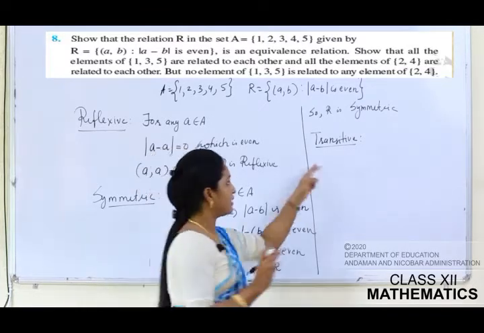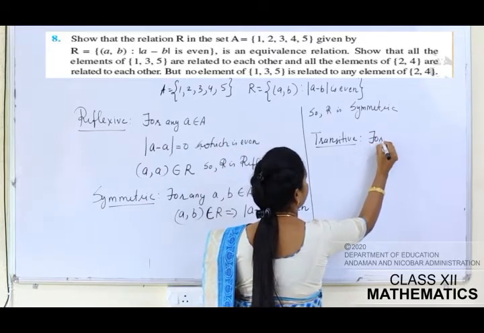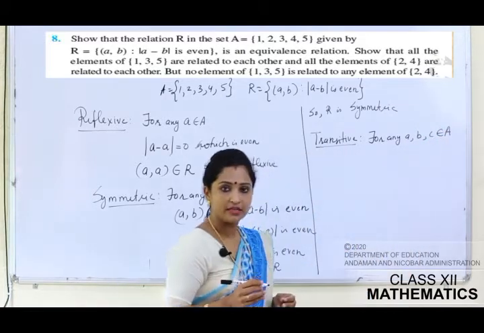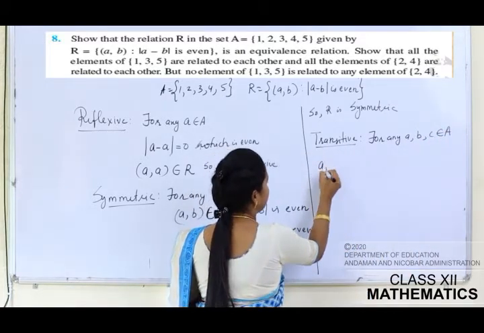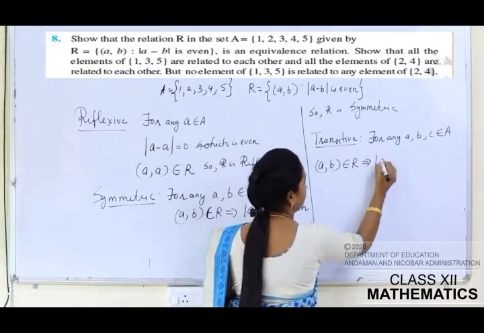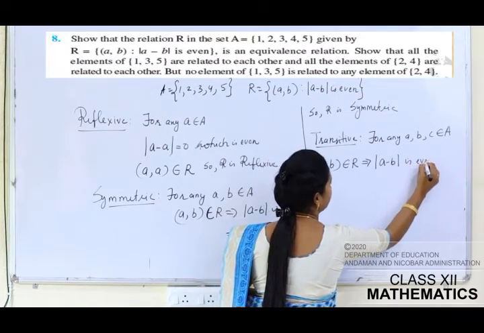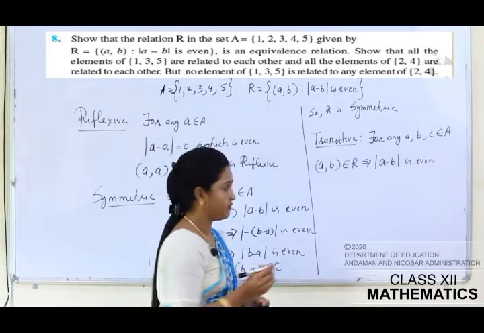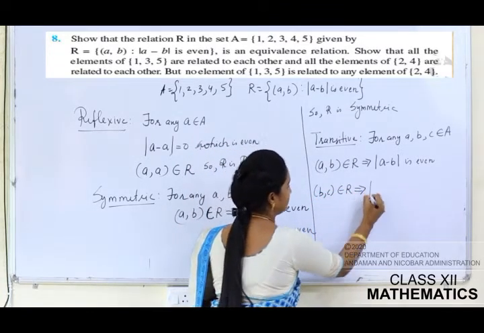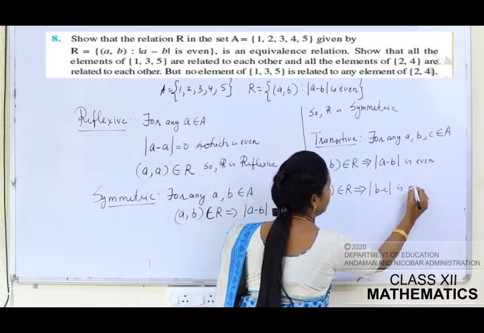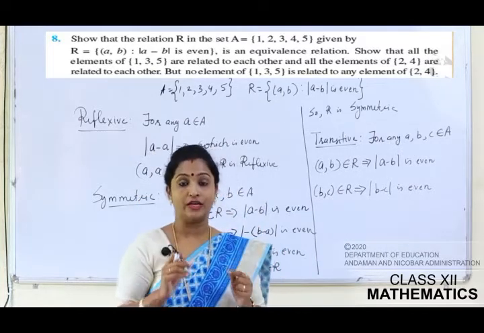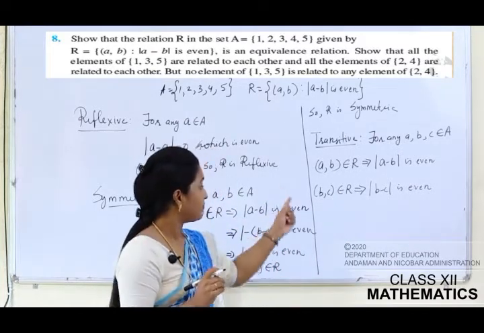ठीक है, तो we will take 3 elements here for any A, B, C belongs to capital A. ठीक है, हमने ये 3 एलिमेंट्स ले लिया. Now see, AB belongs to R implies that modulus of A minus B is even. Okay, it's given, right? BC belongs to R implies that B minus C is even. You have to prove now absolute value, that means modulus of A minus C is even.